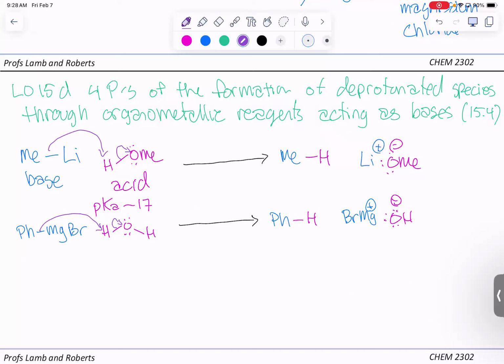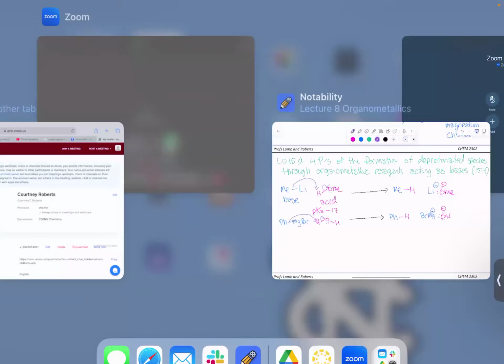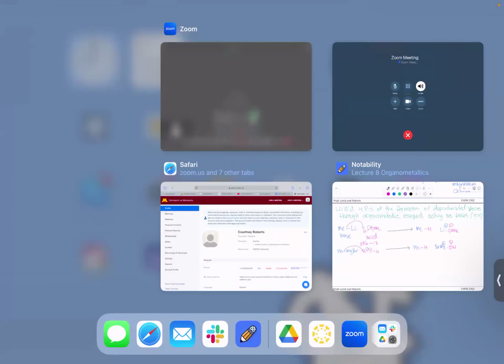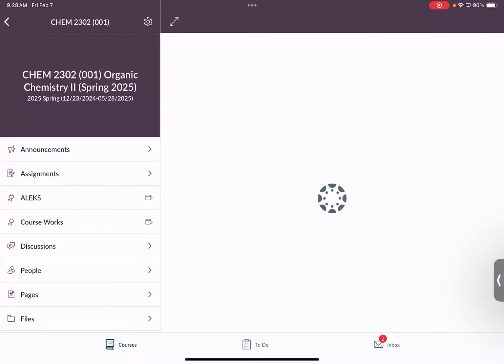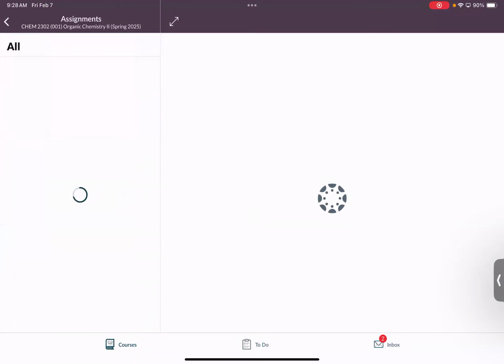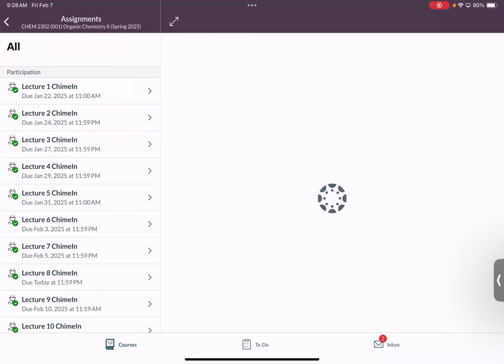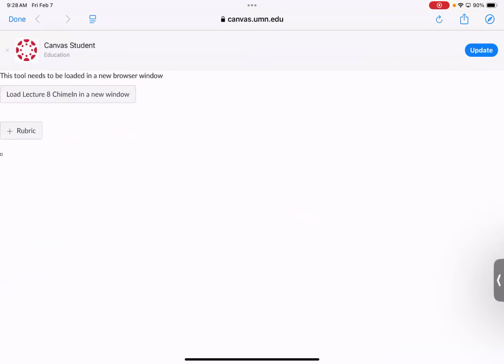So this is what happens when we have Grignard reagents acting as a base. I'm going to ask you a chime in question here that is going to get you thinking a little bit about this reaction. We don't always talk about things like solvents, for example, but we are going to think through what types of solvents we can actually have for this. So if you go to the assignments tab and we go to chime in lecture 8, what solvent can we have in this reaction based on what I just told you?